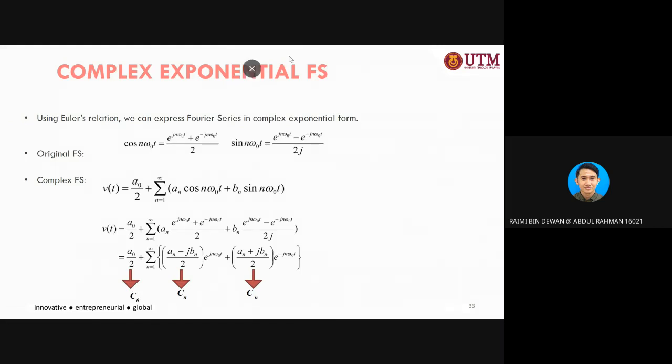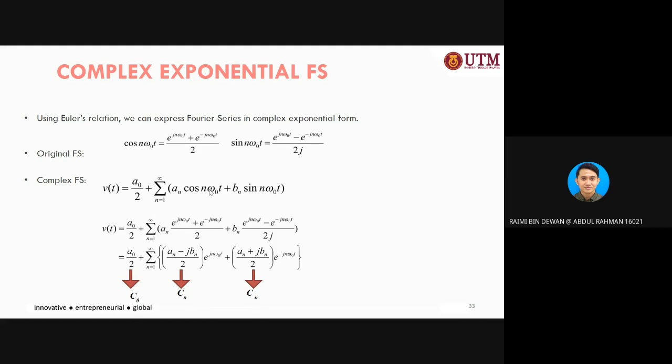Okay, and then complex exponential Fourier series. Using the Euler relation, we can express the Fourier series in complex exponential form. So cos n omega naught t, e^(j n omega naught t), and so on. You have sine. So for the complex Fourier series, you start from the trigonometric form, then you use the Euler relation, and you insert it accordingly.